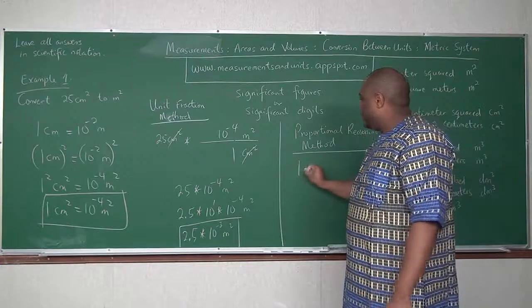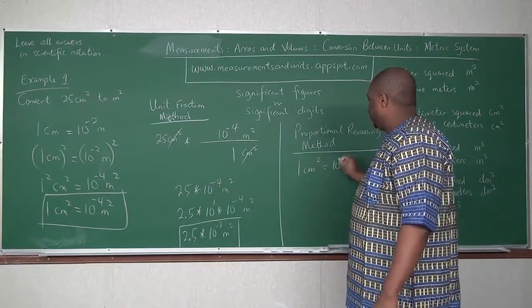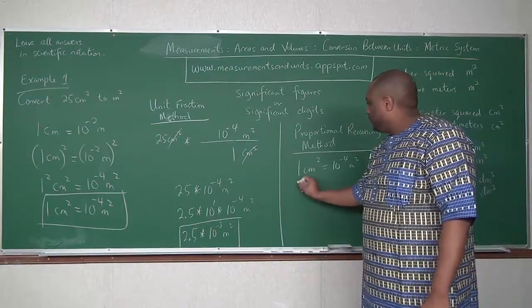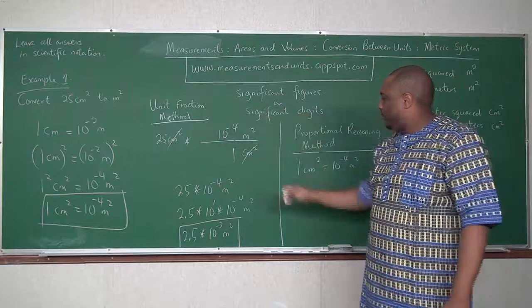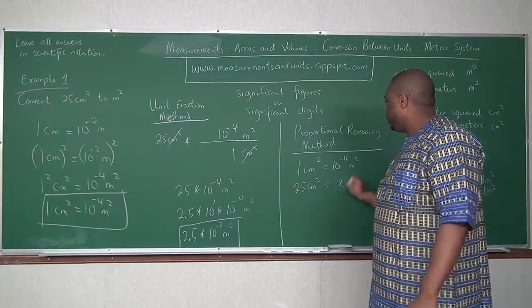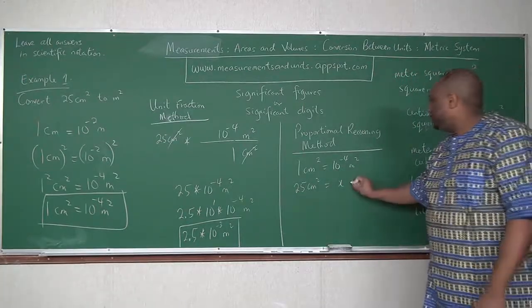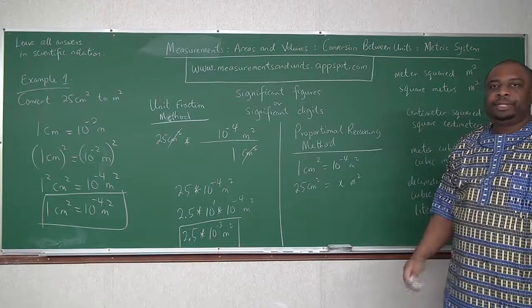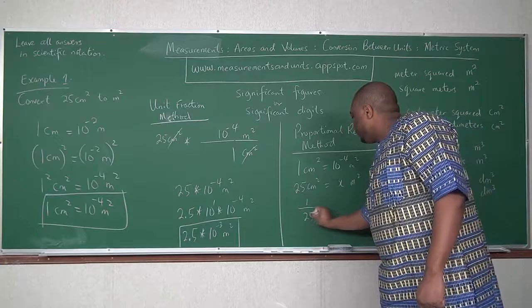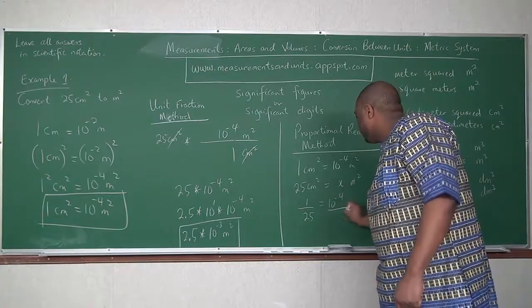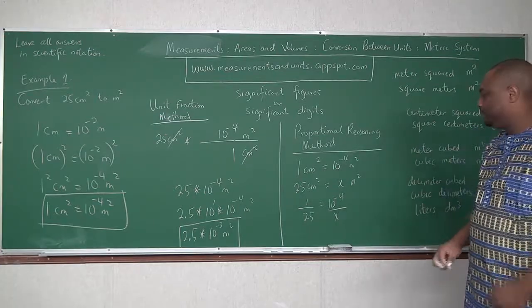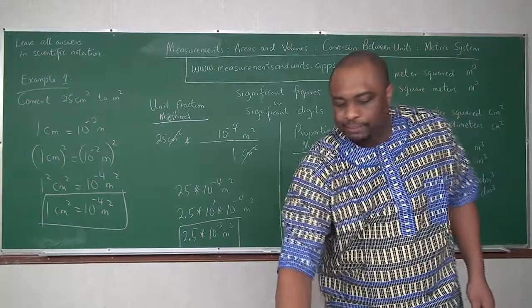Then we see that 1 centimeter squared is 10 to the negative 4 meters squared. Therefore, 25 centimeters squared, we have to put it right here. 25 centimeters squared will be, you can call it x, and it should be meters squared. Then we can now form a proportion. 1 over 25 is equal to 10 to the negative 4 over x. And then you can use cross product or cross multiply.